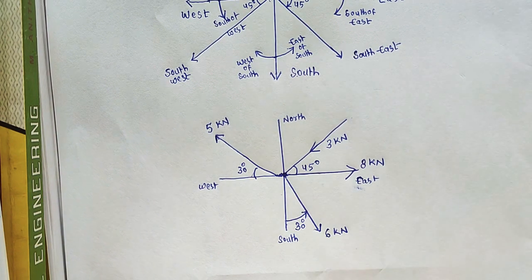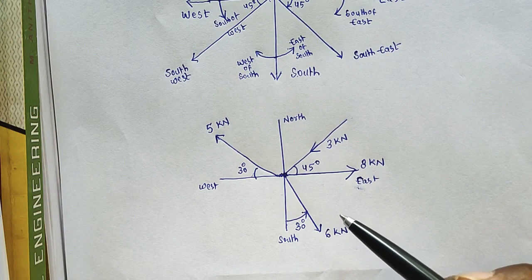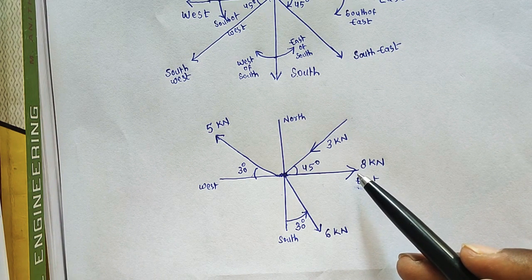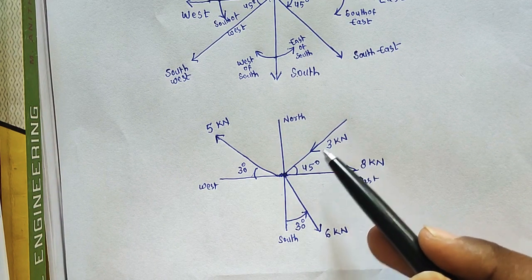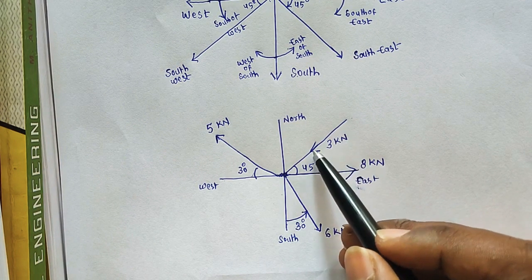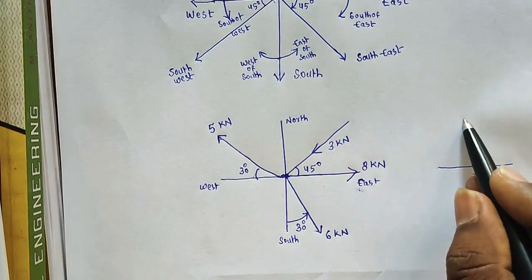So this is the diagram of different directions of forces. Various forces are acting at a point. So here we have 6 kilonewton, 5 kilonewton and 8 kilonewton. These are pulling forces, and here we have 3 kilonewton, which is a pushing force. So for easy understanding, we are going to draw this 3 kilonewton pushing force like this.